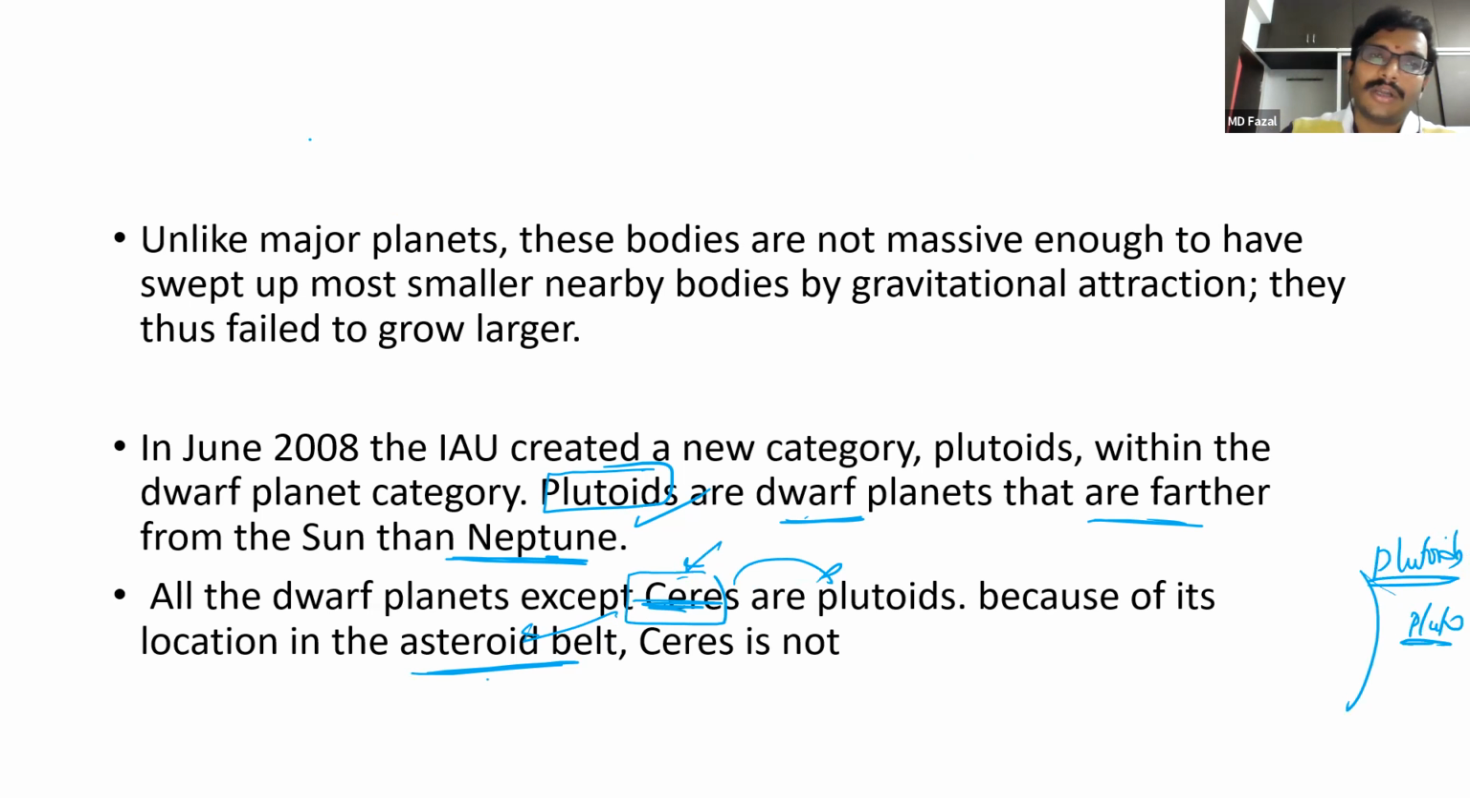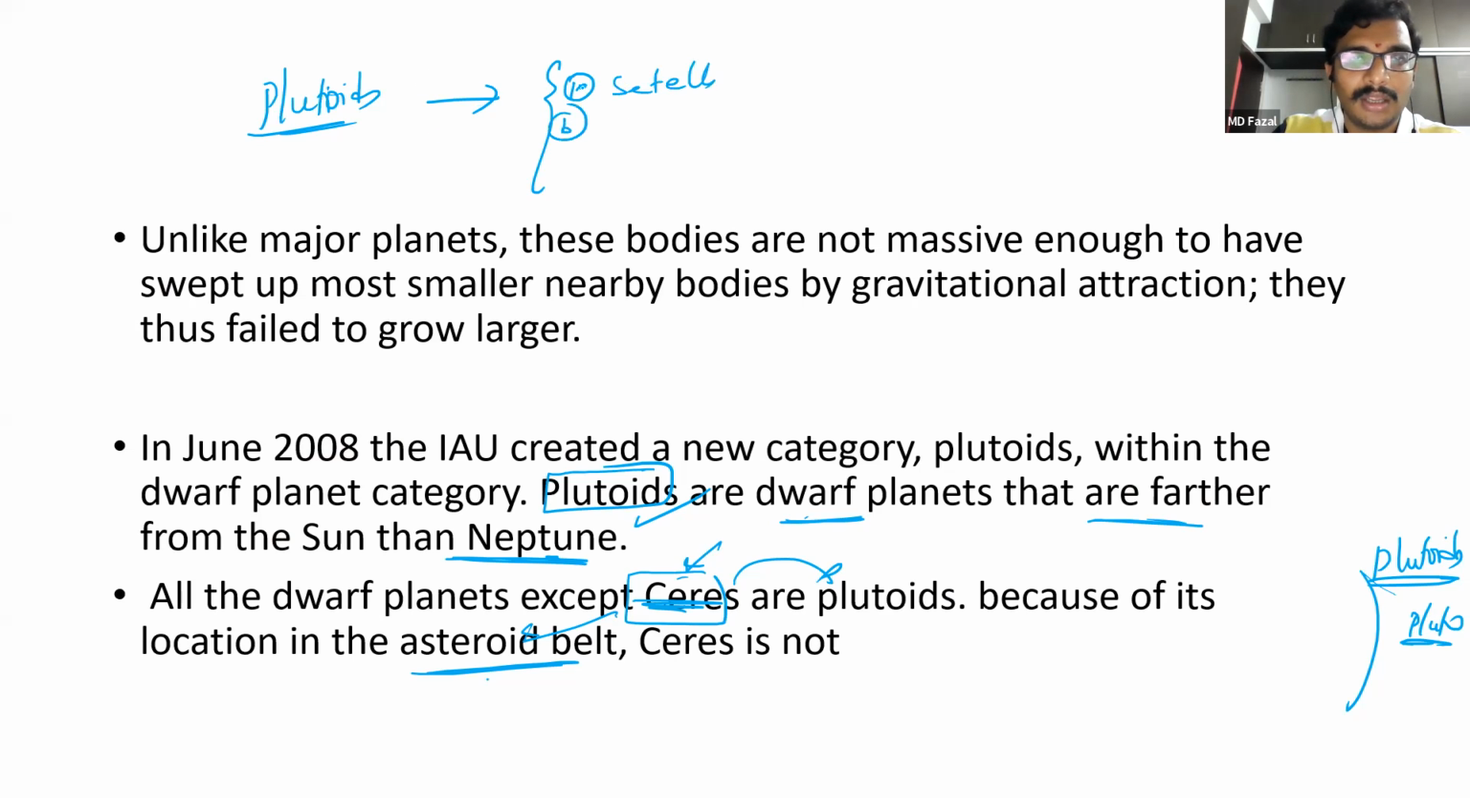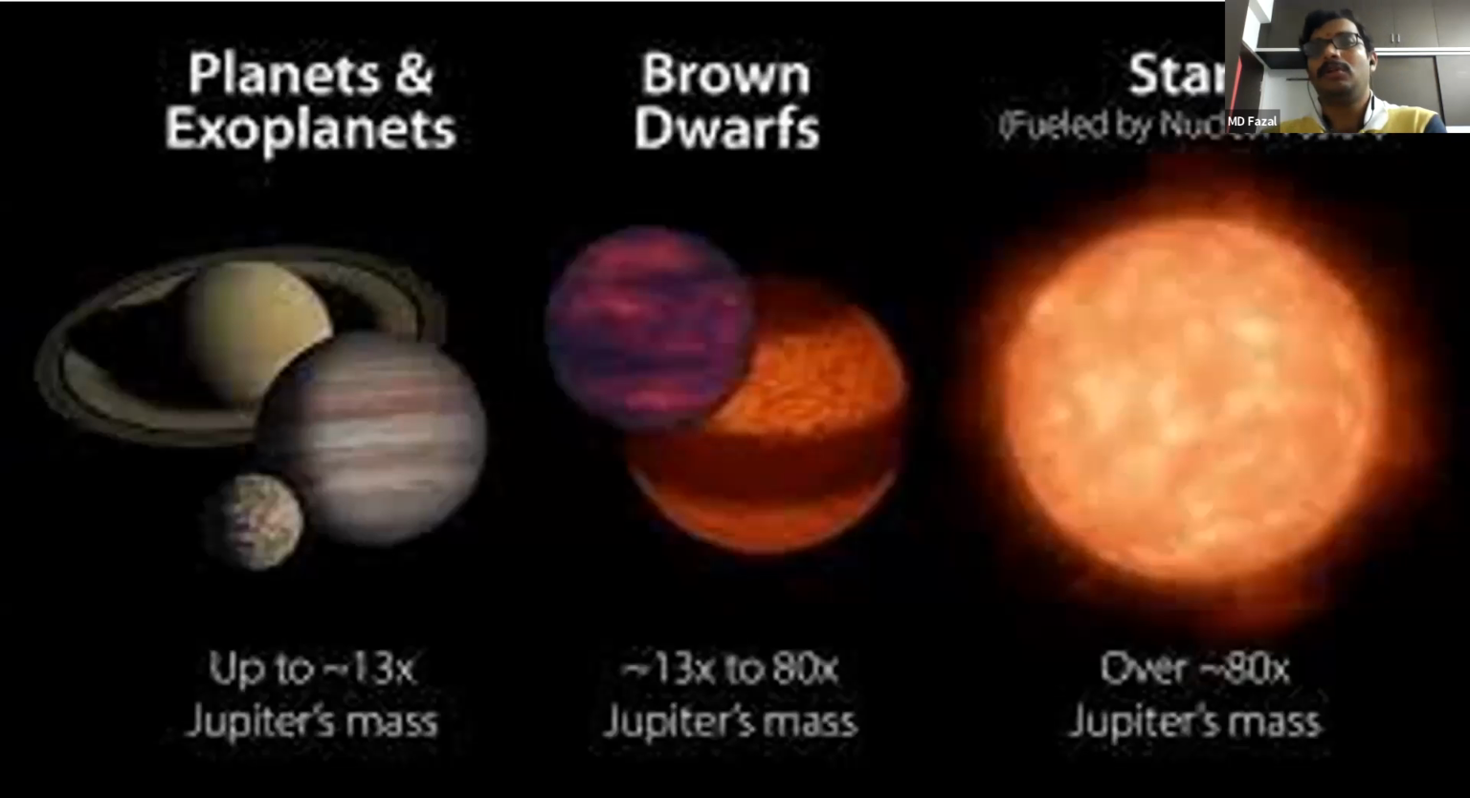Okay, so what are Plutoids seen in the news? A. Satellites of Pluto. B. Dwarf planet. Like that, some options will be given and you have to choose. Plutoids are nothing but dwarf planets. Okay. Like that. Fine. Then we will go to some terminology here.